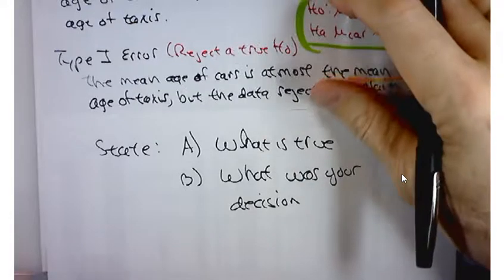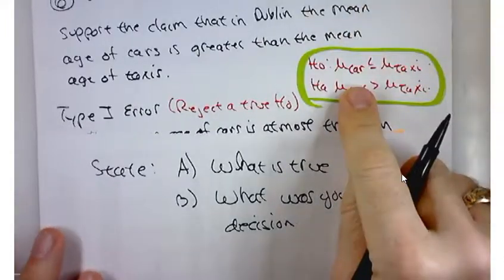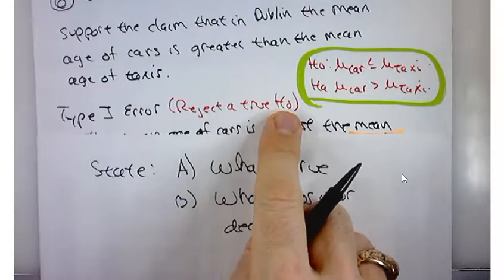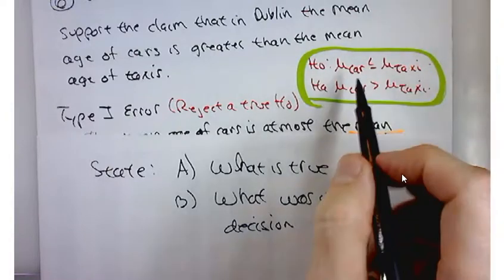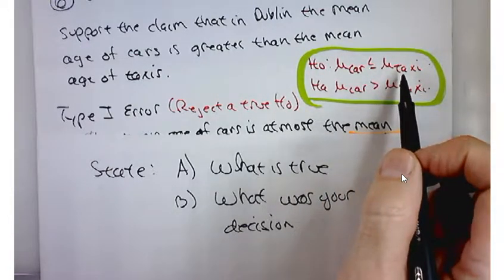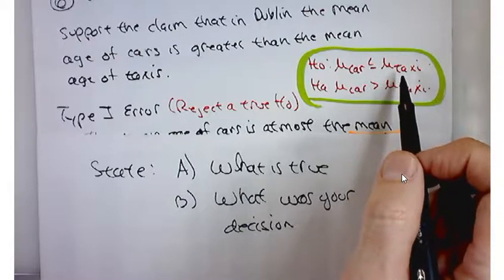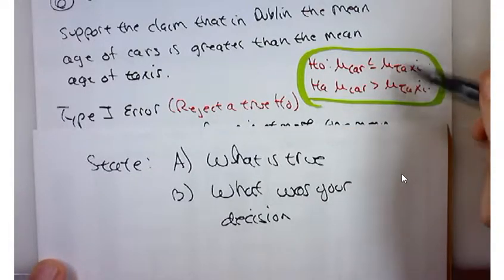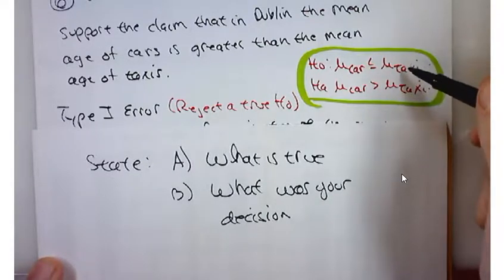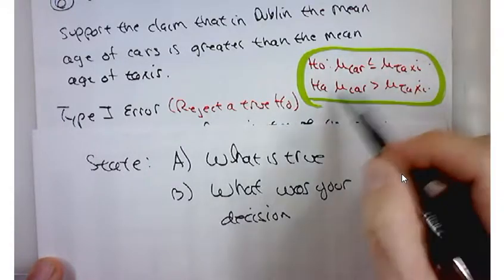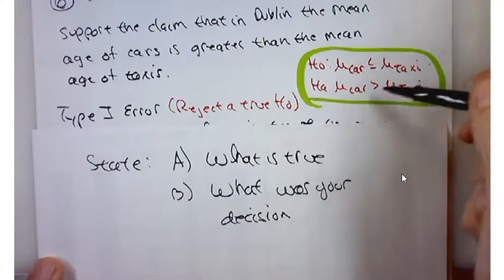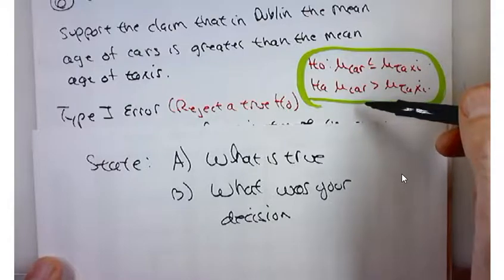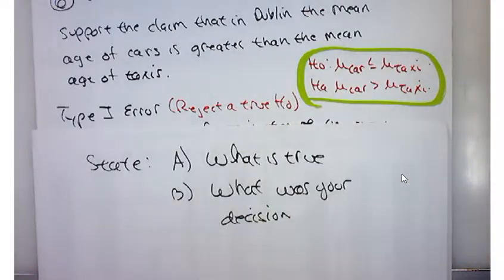So in the case of this last one, if you make a type 1 error, what's true? H0 is true. So you can start by saying, it's true that the average age of cars is at most the average age of taxis. That's what's true. But since you're making an error, what was your decision? Our decision said to reject that claim. That'd be one way to say it. Or you could say the data support this claim, which is saying the same thing. You could either reject H0 or say we support HA, in the face of the fact that H0 is really what's true.